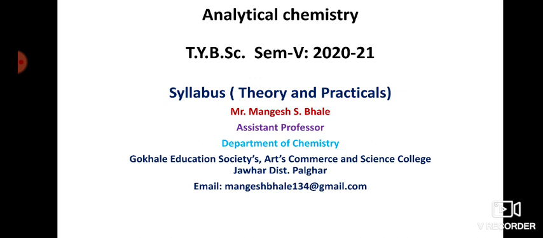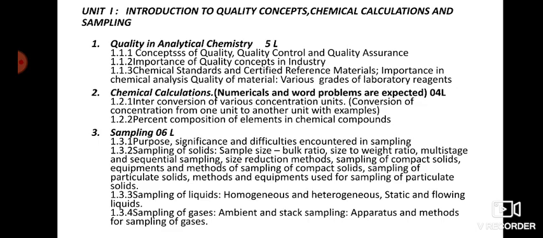So, today we will see the syllabus for Analytical Chemistry paper number 4, both theory as well as practicals. In this semester, you will have a total of 4 units. The first unit is Introduction to Quality Concepts, Chemical Calculations and Sampling. In this unit, you will have 3 chapters, that is Quality in Analytical Chemistry, Chemical Calculations and Sampling.